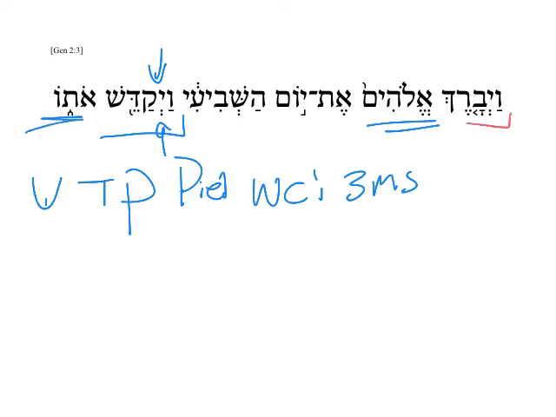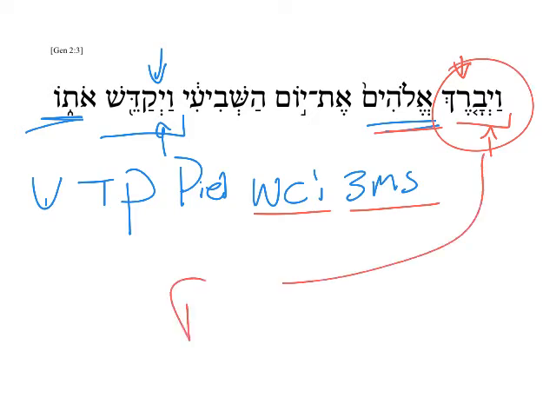Now in this case, we have another vav consecutive imperfect 3ms, same subject, but you'll notice there's no dagesh in the middle root letter, and of course there wouldn't be because it's a resh, and that kind of refuses dagesh. But we still have the shva under the prefix pronoun, so that's telling us this is in the Piel form. This is vav consecutive imperfect 3ms, and he blessed, Piel.